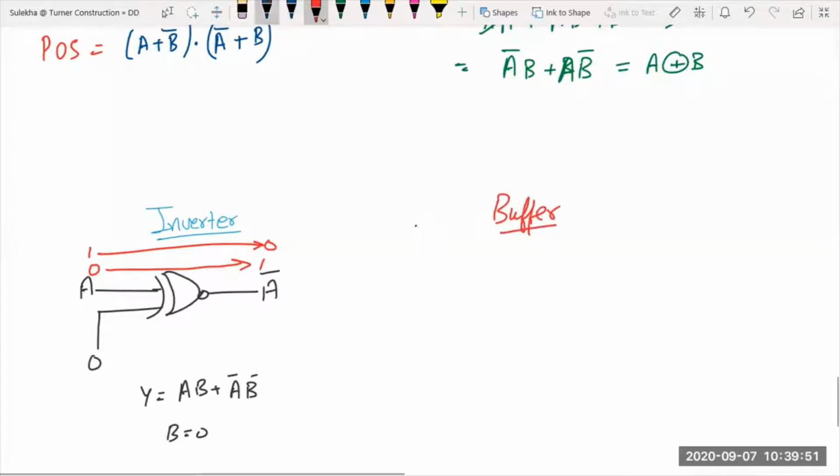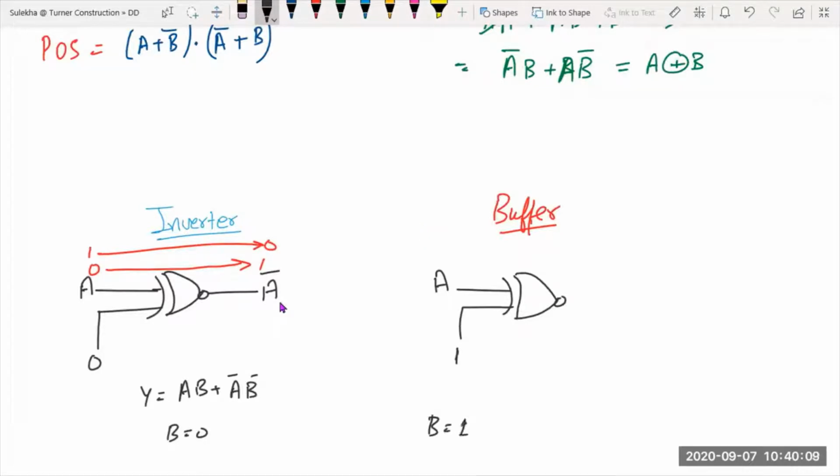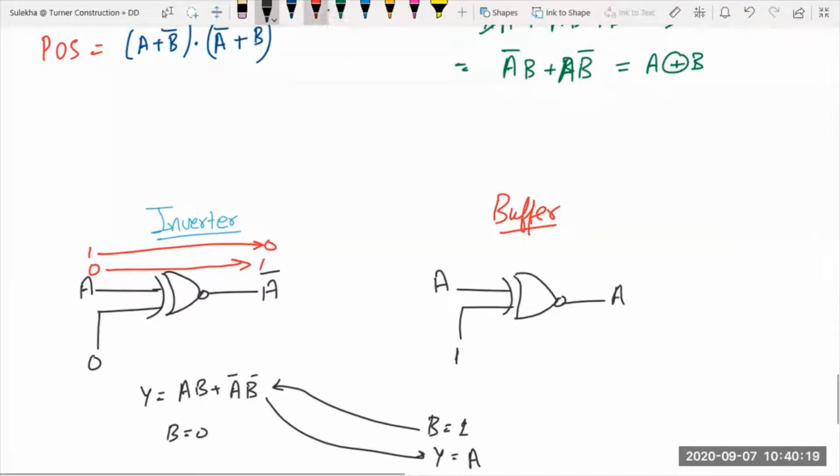If you want to use this one as a buffer, you need to take this XNOR and connect one input with A and the second one is 1. If you are doing this and taking B equal to 1 and substituting it here, you will get y equal to A. Okay, so that is basically y equal to A, which means that if you are giving 1, you will get 1. If you are giving 0, you will get 0.